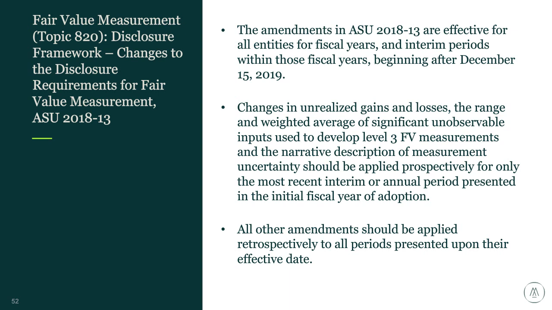An entity is permitted to early adopt any removed or modified disclosures upon issuance of this ASU for which financial statements have not yet been issued or made available for issuance, and delay adoption of the additional disclosures until their effective date. These amendments should be applied prospectively for disclosure of the changes in unrealized gains and losses, the range and the weighted average used to develop significant unobservable inputs for Level 3 instruments, and the narrative description of that measurement uncertainty disclosure. All other changes should be applied retrospectively.